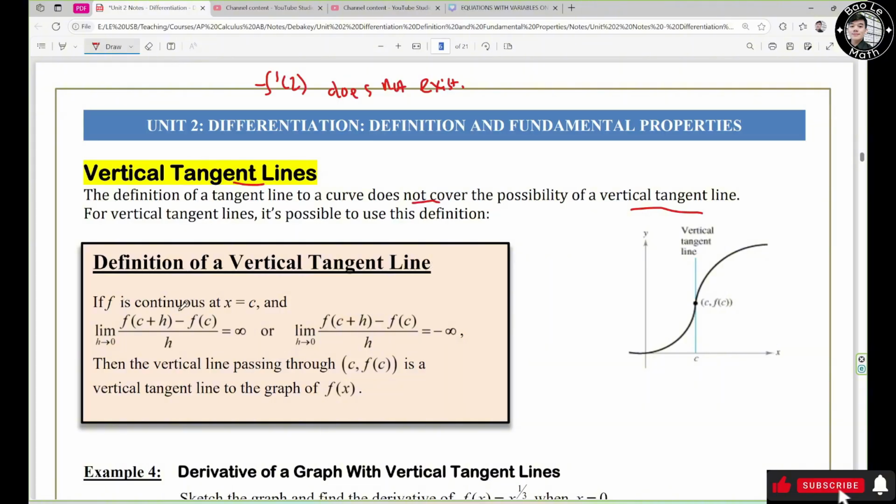If f is continuous at h equals c and the limit of f of c plus h minus f of c over h, when h approaches 0, equals infinity or negative infinity, then the vertical line passing through the point c, f of c is a vertical tangent line to the graph of f of x, right?